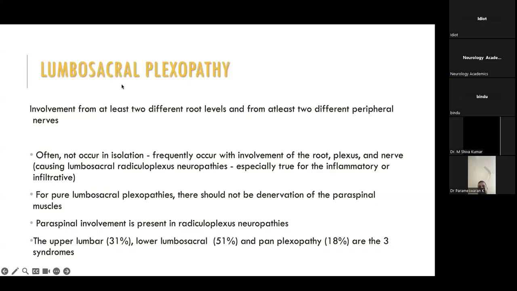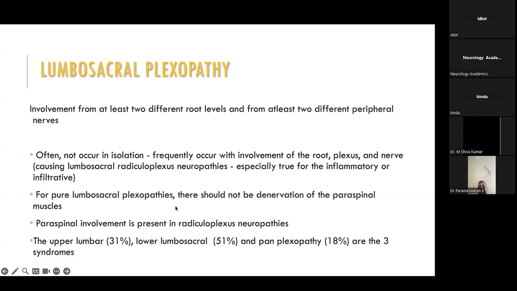Coming to lumbosacral plexopathy, it is an involvement of at least two different root levels and at least two different peripheral nerves. So usually plexopathy occurring in isolation is rare. It frequently occurs along with involvement of roots and nerves, causing lumbosacral radiculoplexopathies or radiculoplexoneuropathies. And this is more common in diseases like inflammatory or infiltrative, where there can be diffuse involvement of roots, plexus, and nerves.